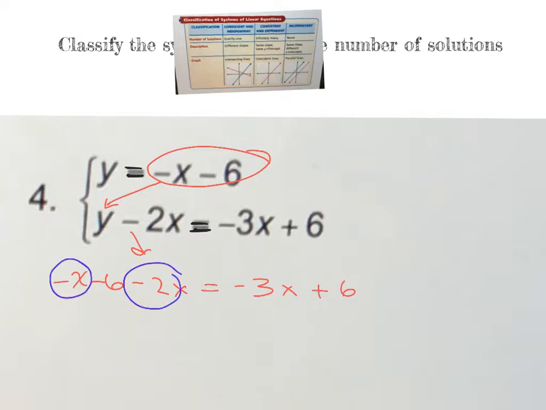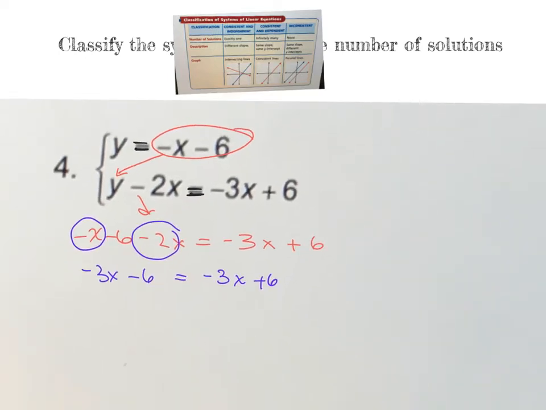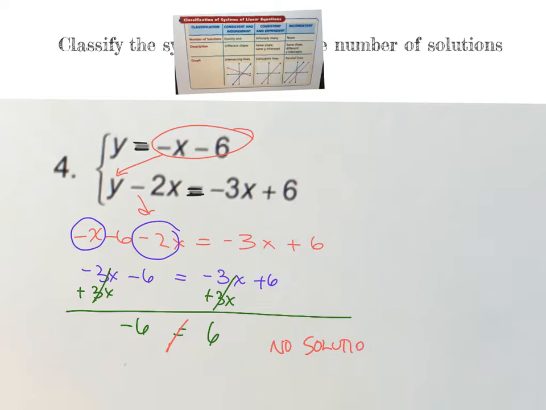Combine like terms on each side, that's negative 3x. Rewrite the minus 6 is equal to negative 3x plus 6. You can either look at it and understand right away how you could have negative 3x minus 6 be the same thing as negative 3x plus 6, or you can continue to solve it. I would add 3x to both sides, and I would get negative 6 is equal to positive 6, which is not true. So that means it's no solution, and the proper word for no solution is inconsistent.